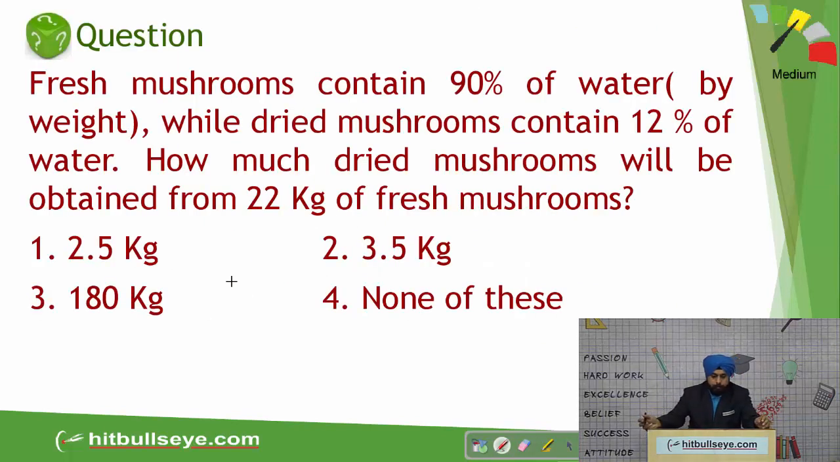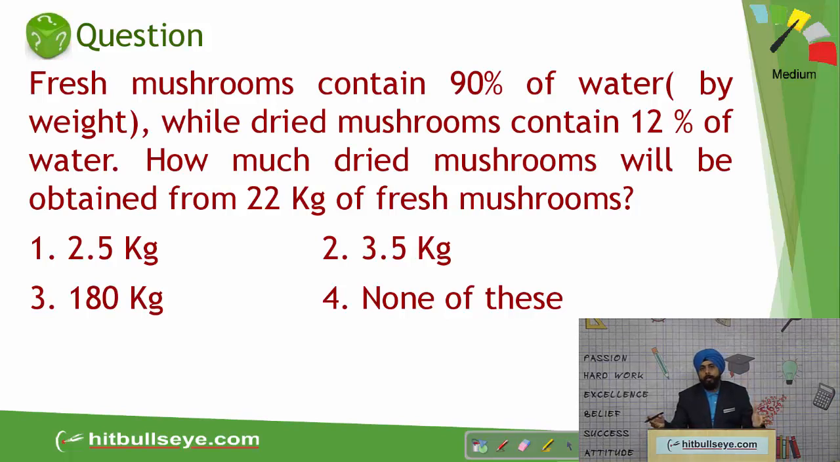This one, I hope you have read it. Now fresh have 90% water, dried have 12% water. Students, just try and think, what is the constraint here? What is the limiting factor? If you are talking about water, you have in plenty. So the basic part, the important part is the pulp part in the mushroom.